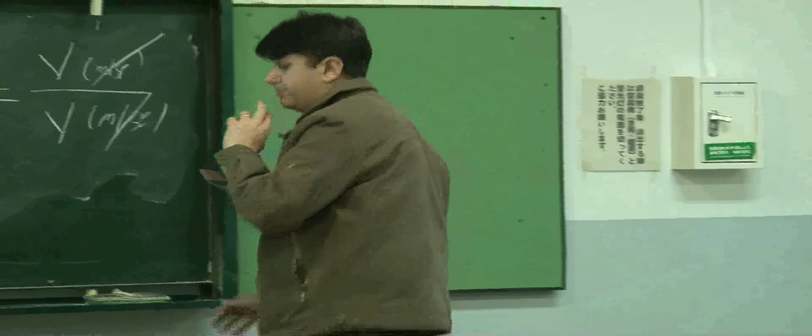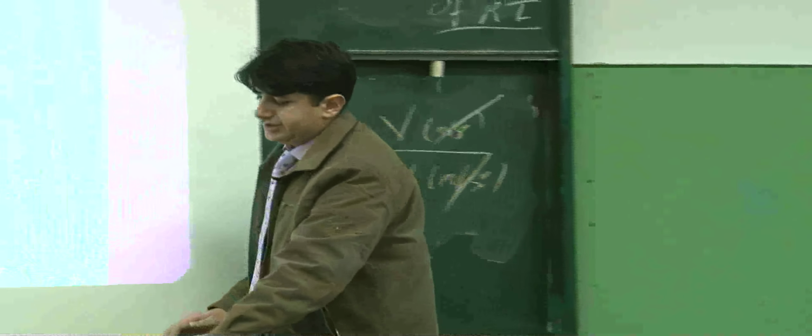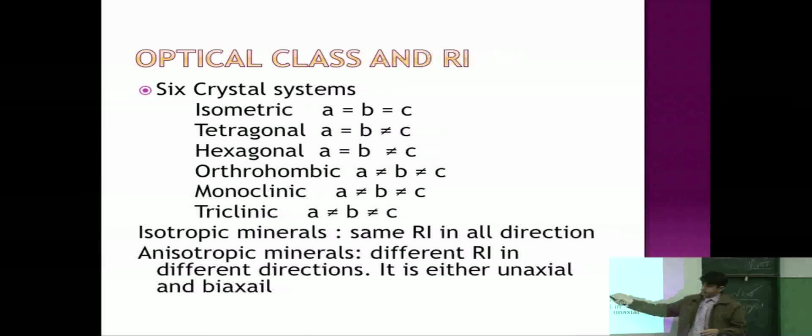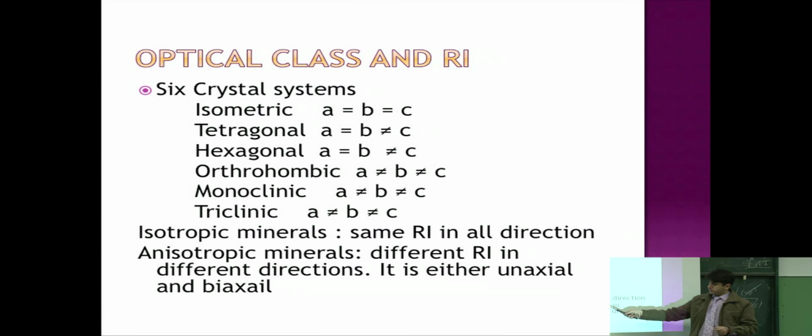Last lecture I talked about the crystal system. Here we have a crystal system. In this crystal system we have isometric, cubic, tetragonal, hexagonal, orthorhombic, monoclinic, triclinic.